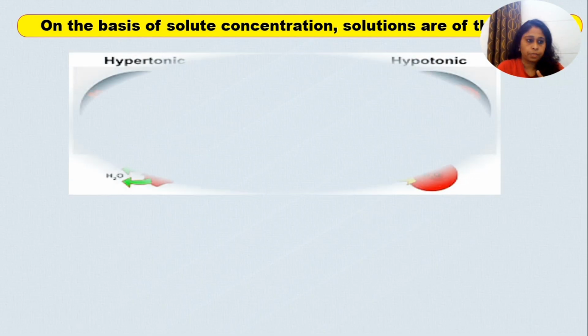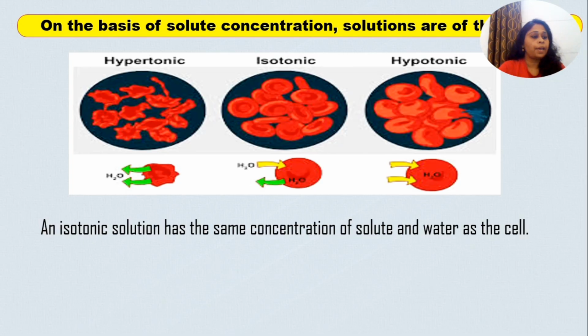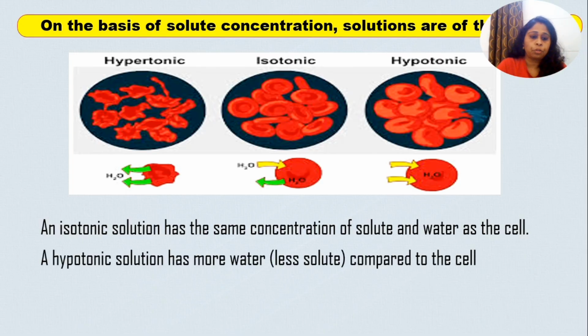Now on the basis of solute concentration, the solutions are of three types. First one is isotonic, second is hypotonic, and the third one is hypertonic solution. Now what are these? Isotonic means there is no net movement of water. That is, the water enters and leaves the cell equally. Or we can say that the solution has the same concentration of solute and water as the cell. Okay. Next is hypotonic solution. Now a hypotonic solution has more water as compared to the cell, or in other words, the water moves into the cell and the cell swells up.